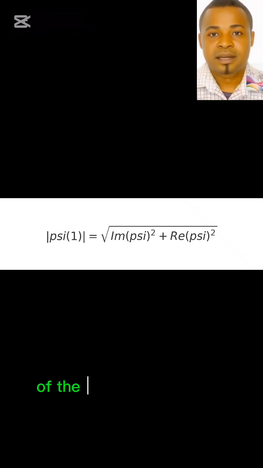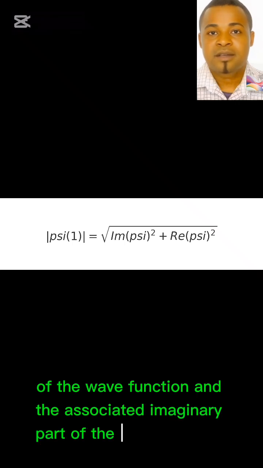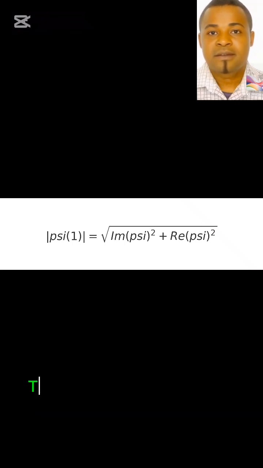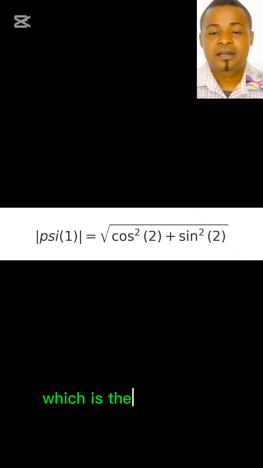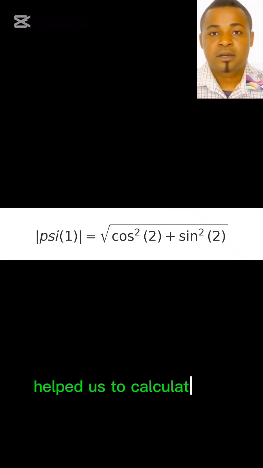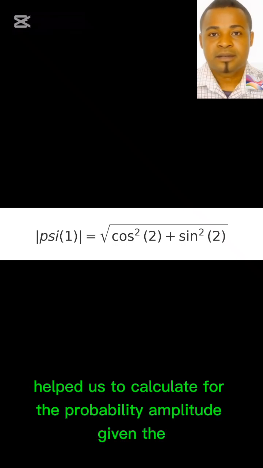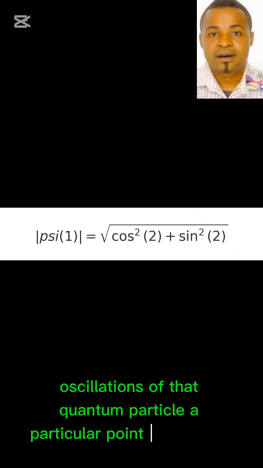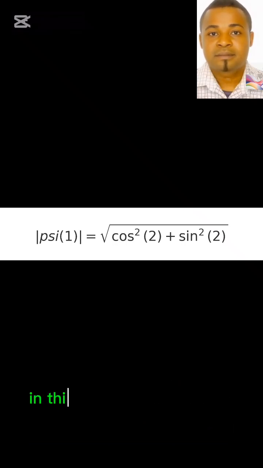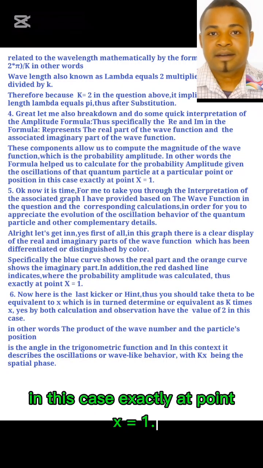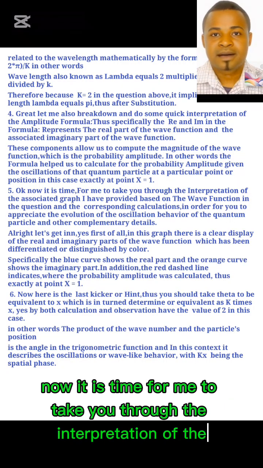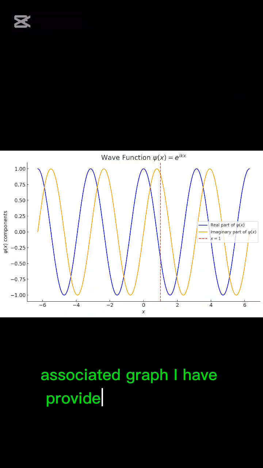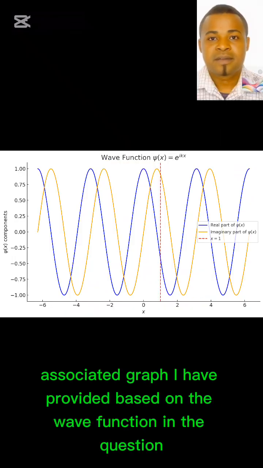4. Great, let me also break down and do some quick interpretation of the amplitude formula. Specifically, the Re and Im in the formula represent the real part of the wave function and the associated imaginary part of the wave function. These components allow us to compute the magnitude of the wave function, which is the probability amplitude. In other words, the formula helps us calculate the probability amplitude given the oscillations of that quantum particle at a particular point or position, in this case exactly at point x equals 1.